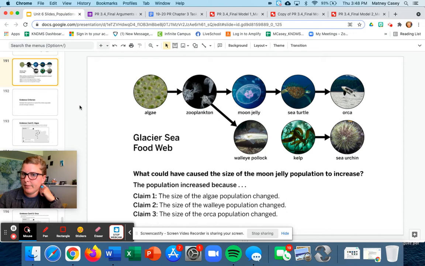So again, you're making a model for just claim 1 or claim 2. Either one of these are looking really good right now. Claim 3 we're going to rule out because if the orca population changed, we don't necessarily think the moon jelly population would increase. We're going to focus on these 2 populations right here.